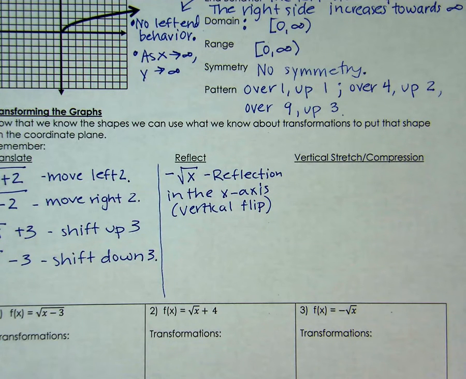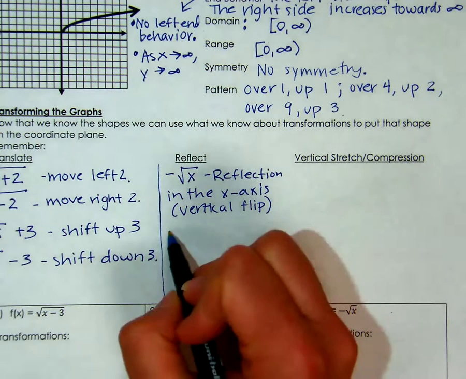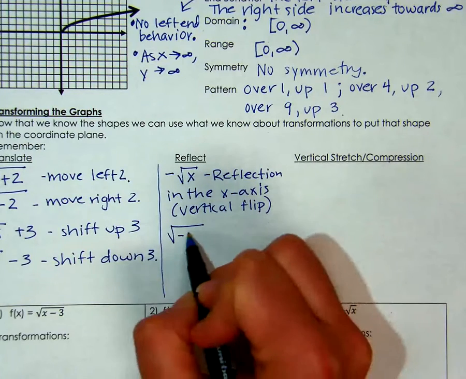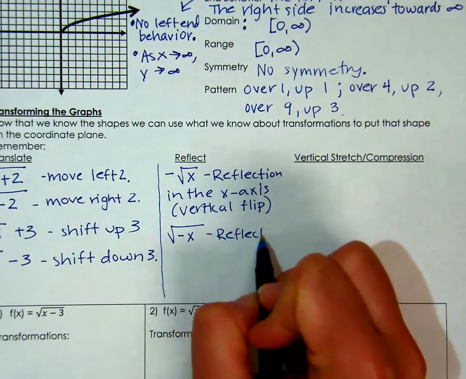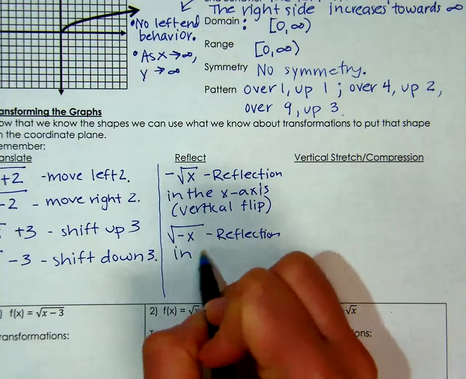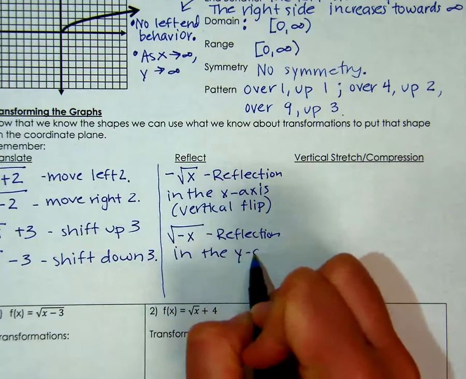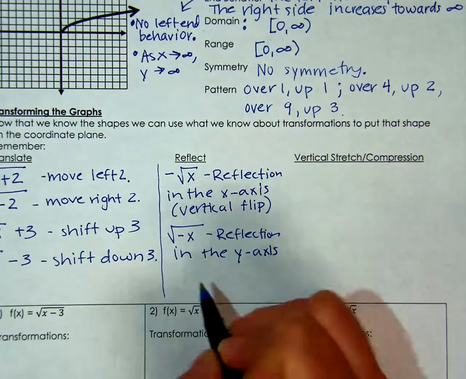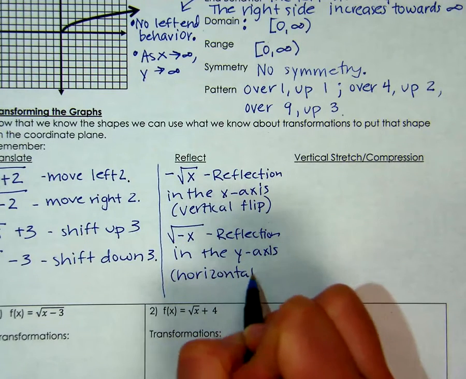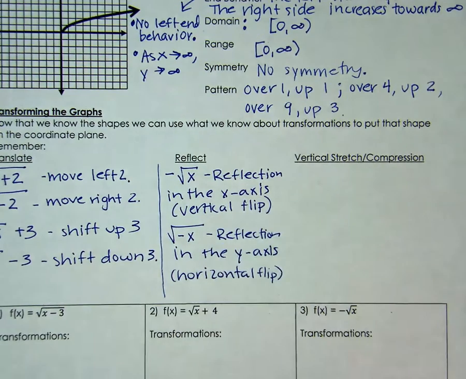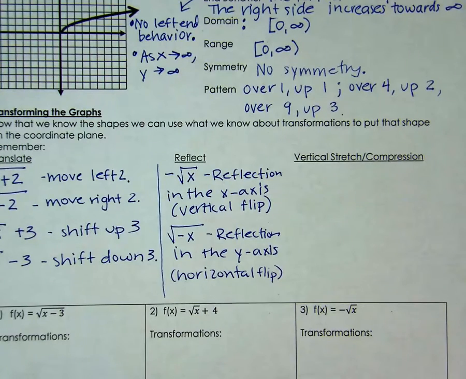Whenever I have the square root of negative x, that's going to be a reflection in the y-axis, which is our horizontal flip. We'll talk about this for sure, but it's not going to be something that we do quite as often as the other type of reflection.